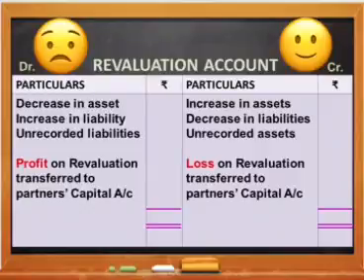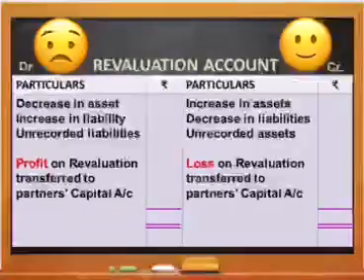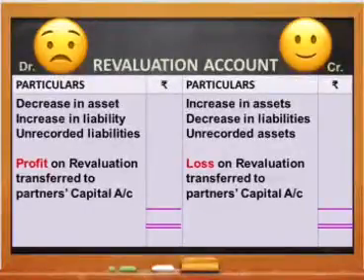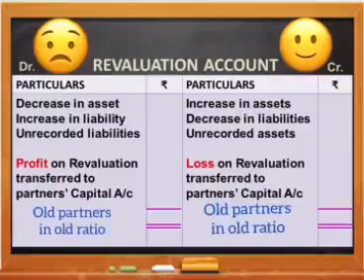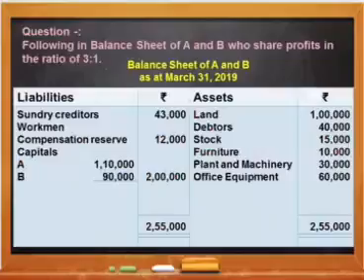Now, like we discussed earlier, such revaluation of assets and liabilities is done to find out the profit or loss on revaluation to be distributed among the old partners in old ratio, since after that the profit sharing ratio will change. So this profit or loss on revaluation will be distributed among the old partners in old ratio. Let's solve a question to have a better understanding of this concept.